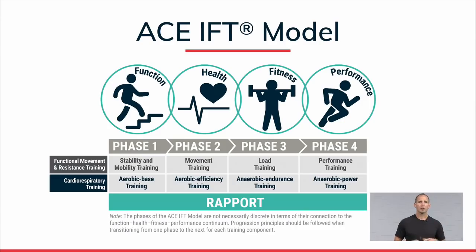The IFT model is broken down into 4 phases. In phase 1, from a movement standpoint, we're looking at stability and mobility, and we'll talk about that shortly. And we're working on aerobic training in the cardiorespiratory fitness domain. Aerobic training, meaning with oxygen. Phase 2, health outcomes, we're targeting movement training, targeting certain movement patterns and still staying aerobic, but now the heart rates come up a little bit and we work them a little bit further into that zone.